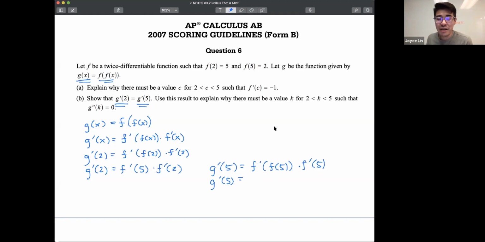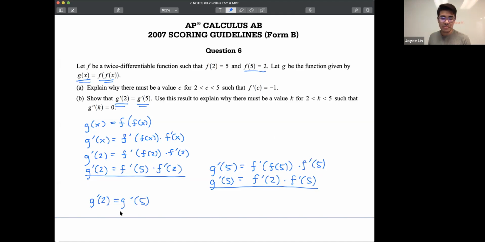So then we get f prime of 5 is equal to 2, or sorry, f of 5 is equal to 2. So then we get f prime of 2 times f prime of 5. Wow, what a sneaky question. So look at that. We have g prime of 2 is equal to that. We have g prime of 5 is equal to that. So then I just showed that g prime of 2 is equal to g prime of 5. So that's the first part.